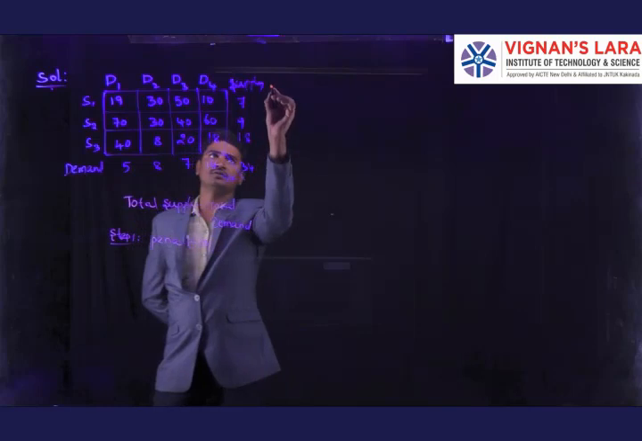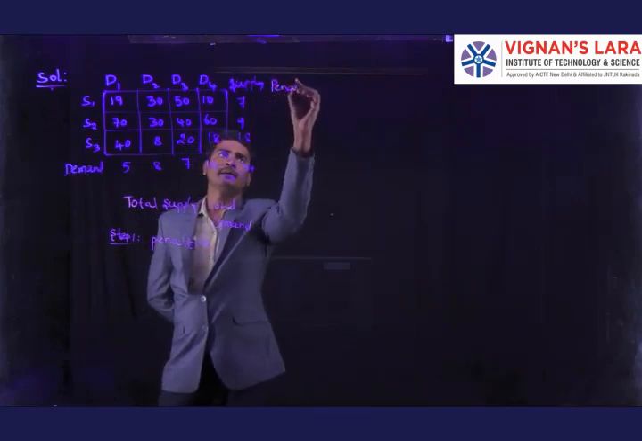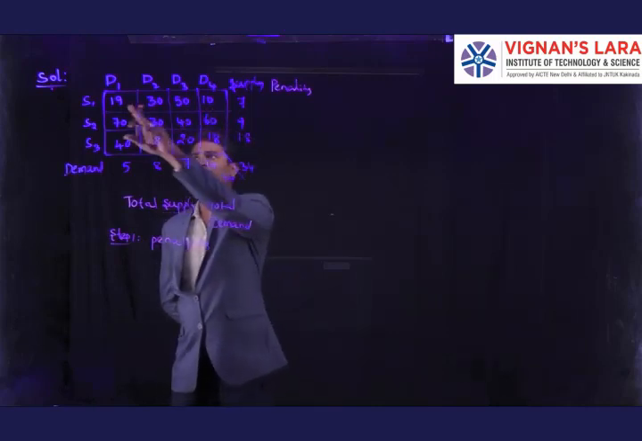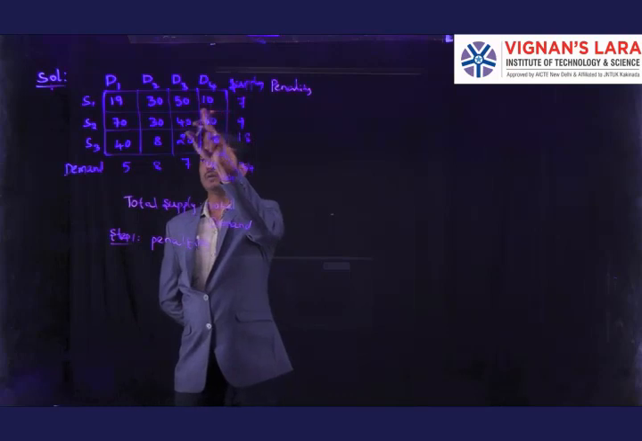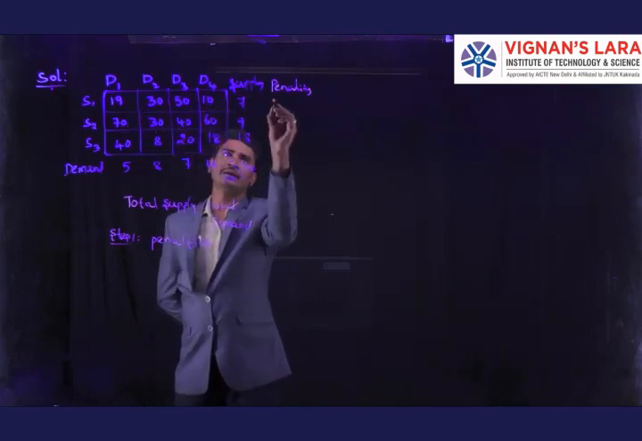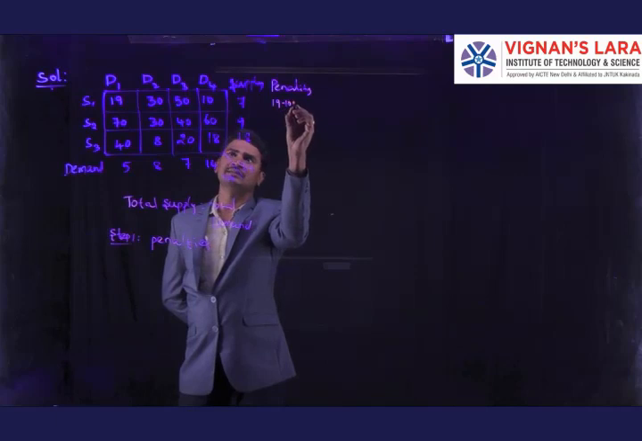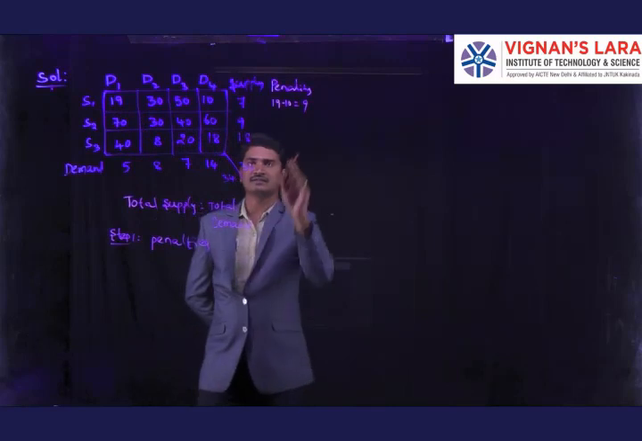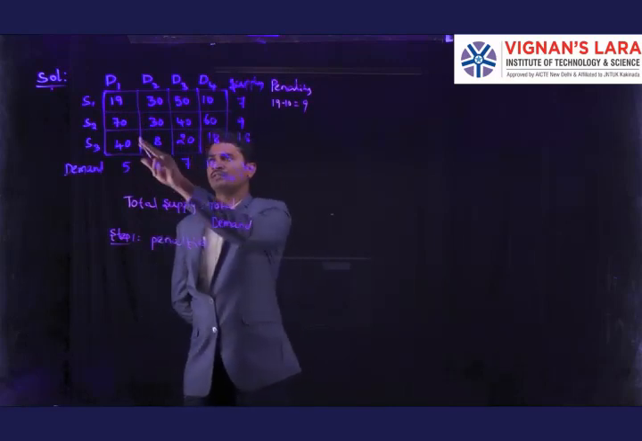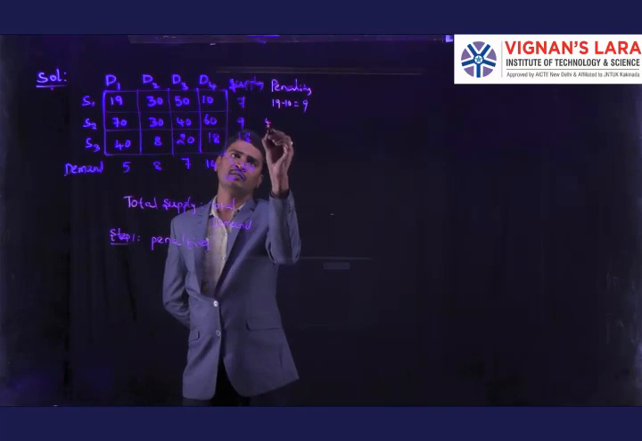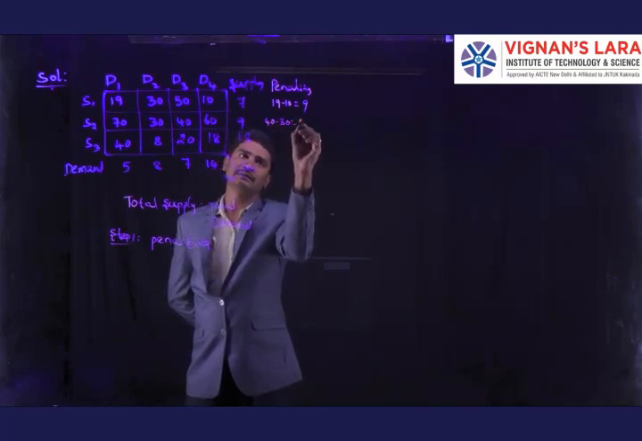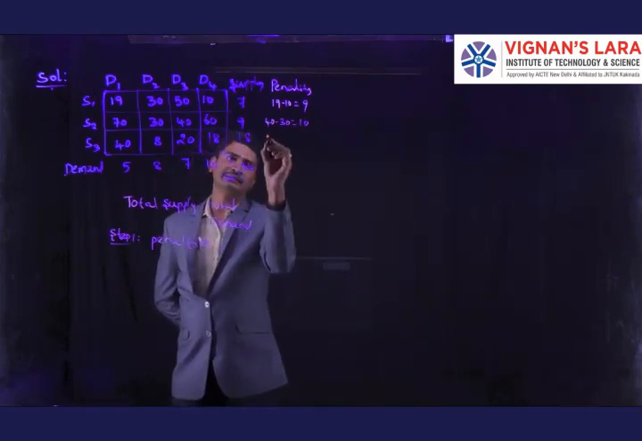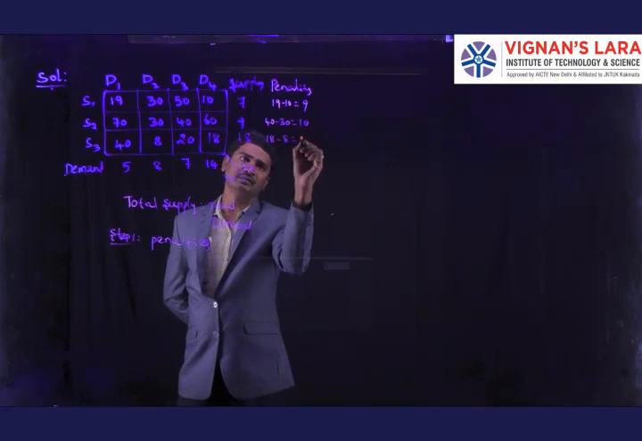Coming to the first row, here we have to identify the two least costs. In this row, 10 and 19 are the two least values, so we take the difference between them: 19 minus 10 is equal to 9. This is the penalty of the first supply. Next, the second row: 40 and 30. 40 minus 30 is 10. This is the second penalty. Next, the third penalty: 8 and 18. 18 minus 8 is equal to 10.